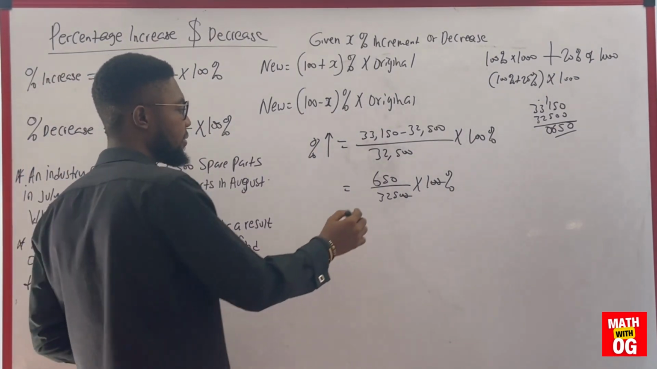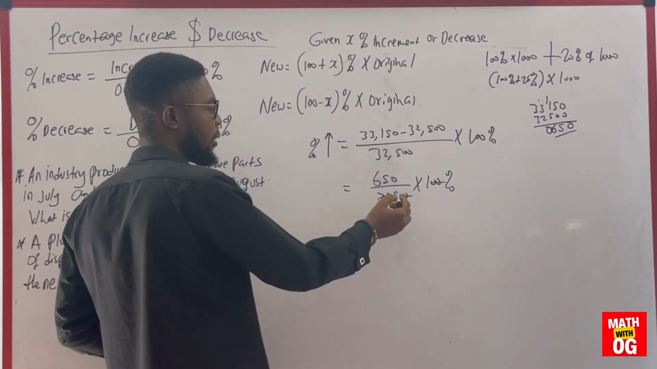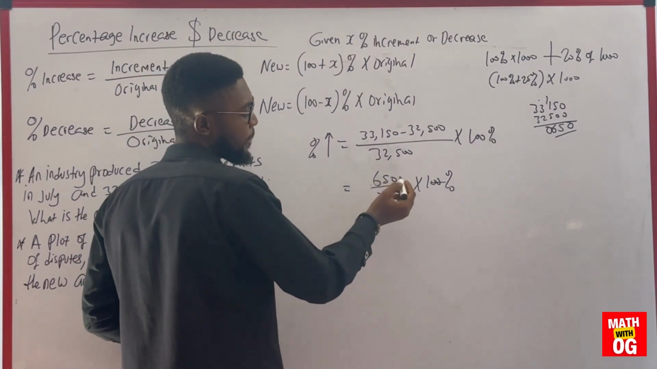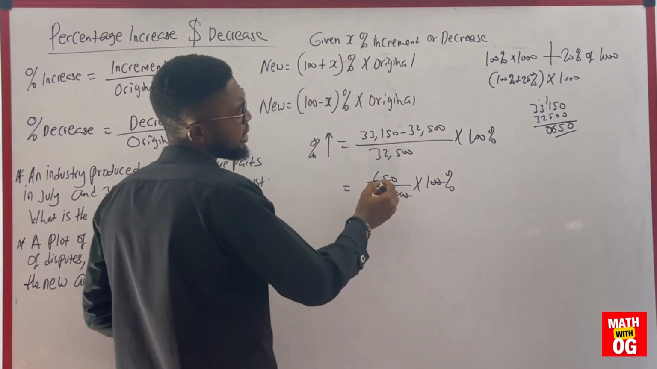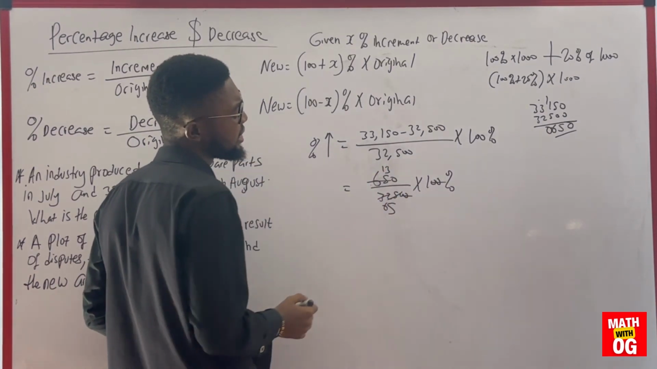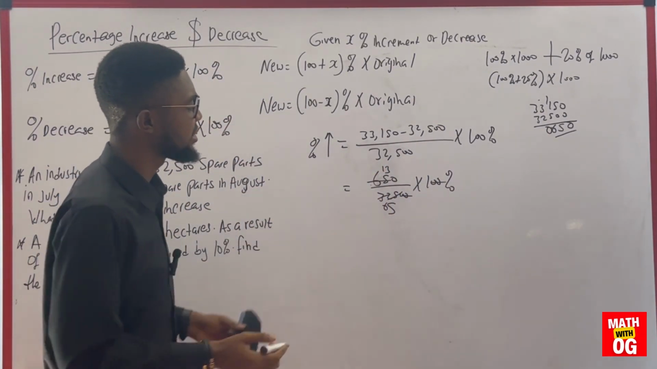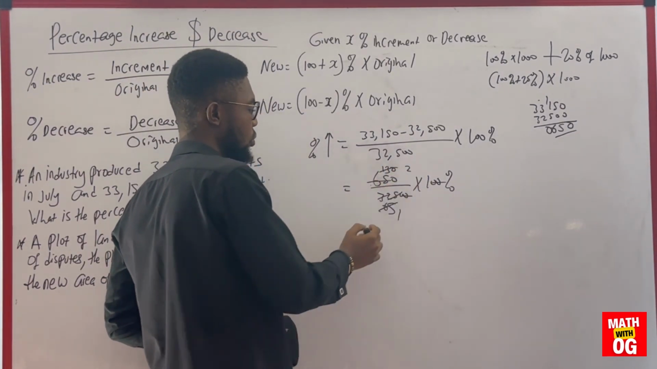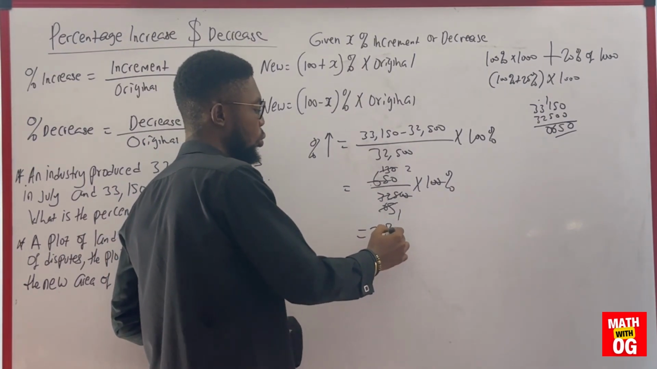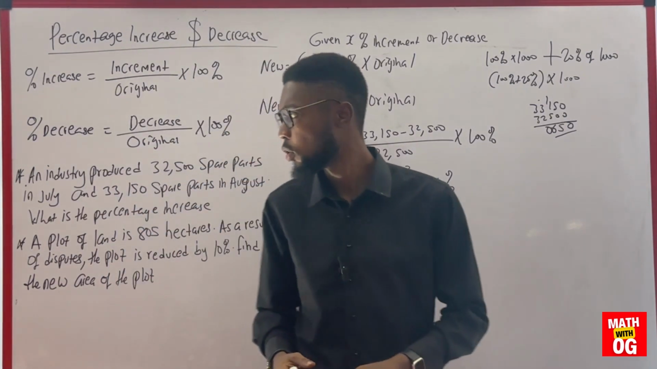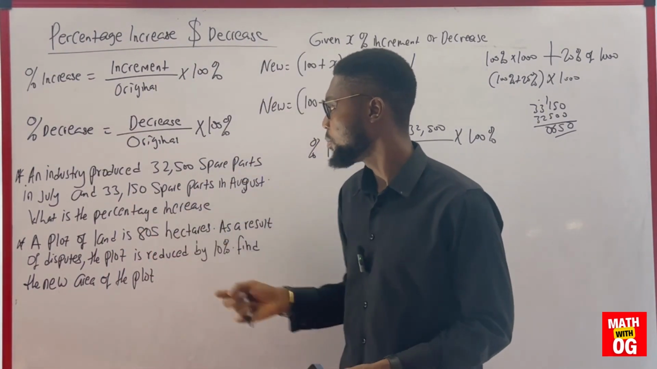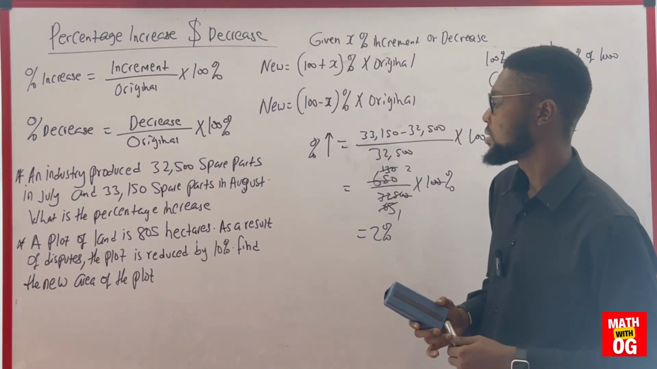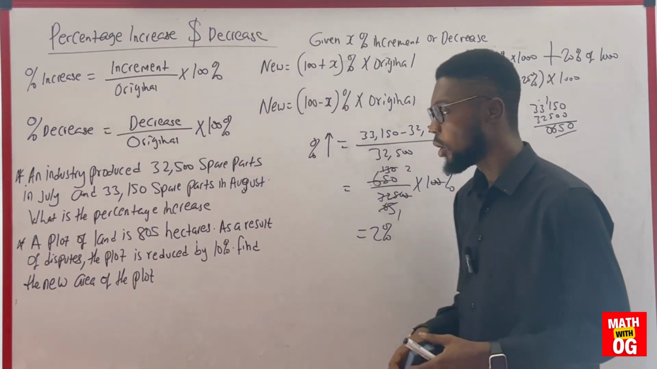Now let's go with 5. 5 into 32 is 6, remainder of 2. 5 into 25 is 5. Then 5 into 13 is 2, remainder 3. So my answer should be 2%. There was an increment of 2% in spare parts between July and August.